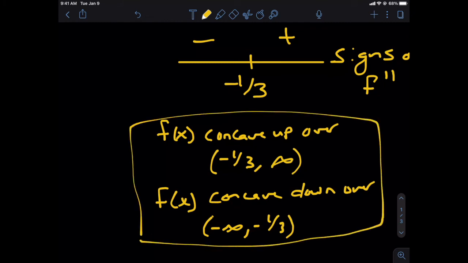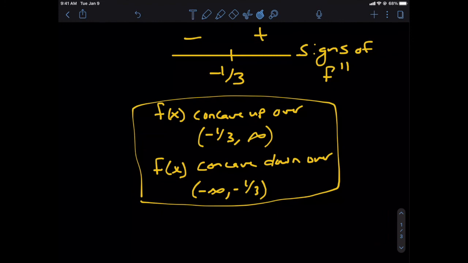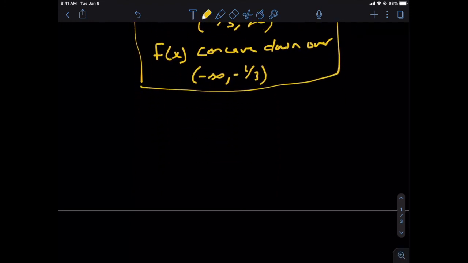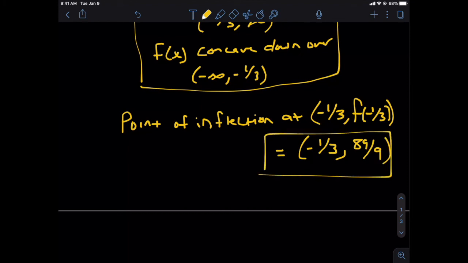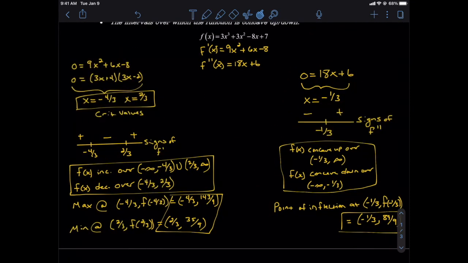We've got one more thing that we've got to look for. Points of inflection are going to occur where the second derivative is equal to 0. So we're going to say our point of inflection is located at our negative 1/3, and then to figure out the exact point once more, we're going to have to plug this value into the original function. But I did all that work for you. This is going to be negative 1/3, comma, 89/9. And wow, hey, we found everything that this question was asking us to find.